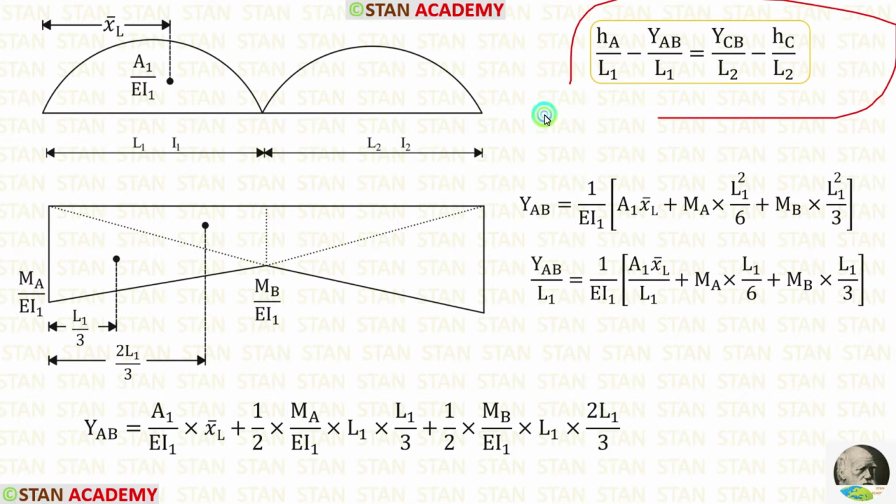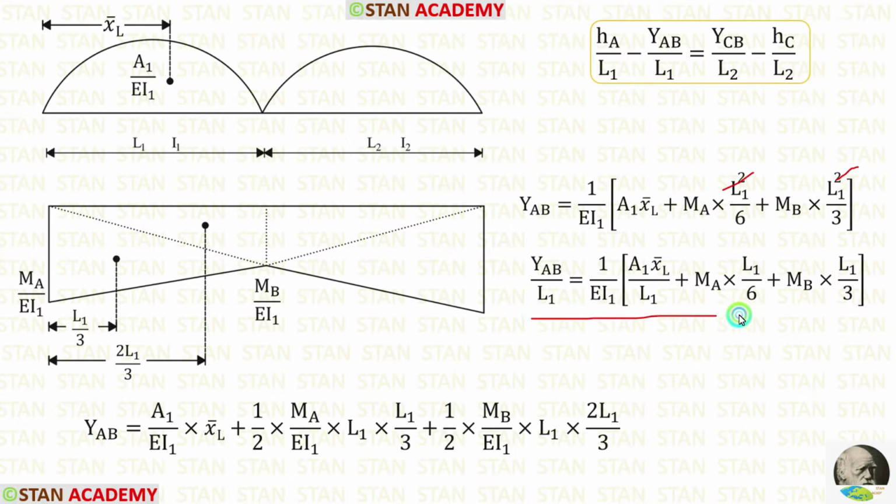In this equation, actually we need YAB by L1. So let us divide YAB by L1. When we divide, here we will get A1 x bar L by L1. Here this square and here this square will be eliminated. Finally, we will get this.